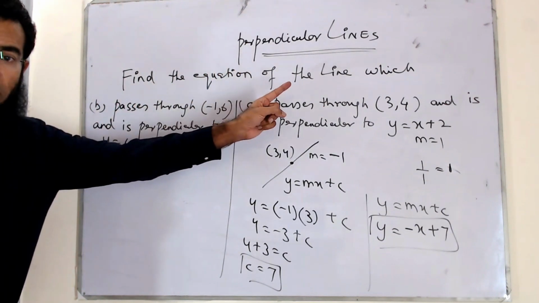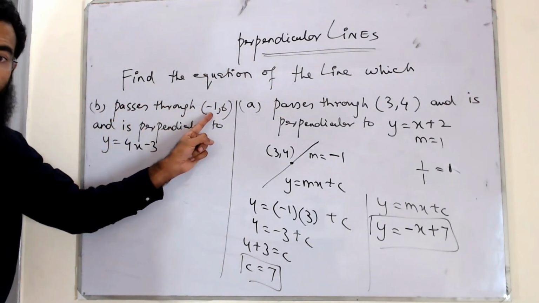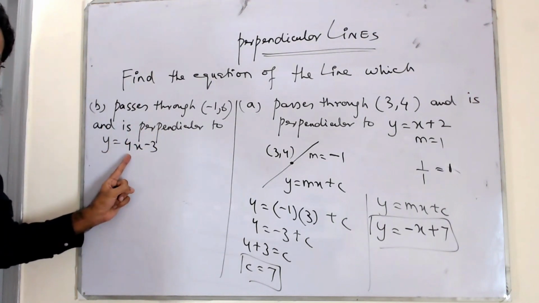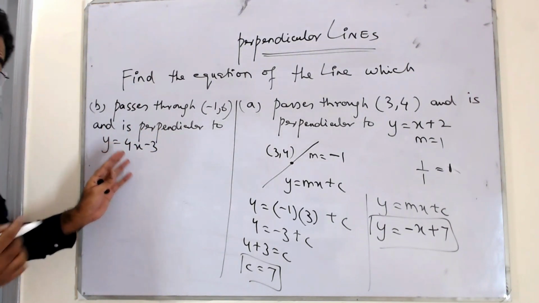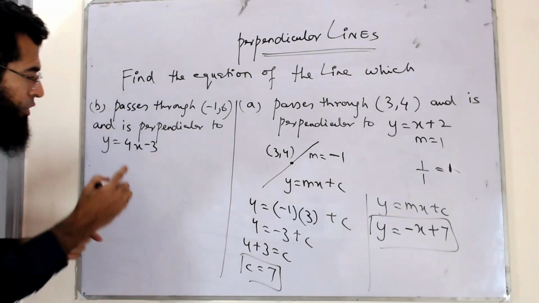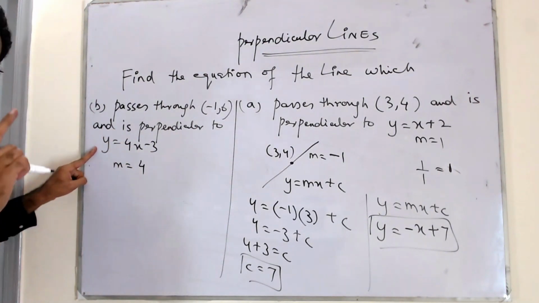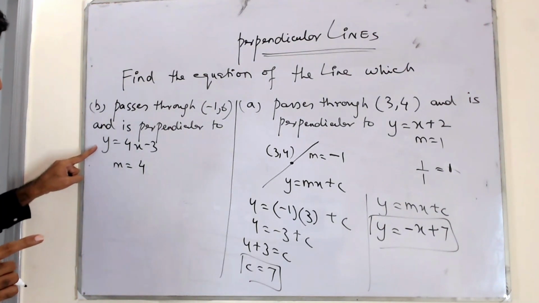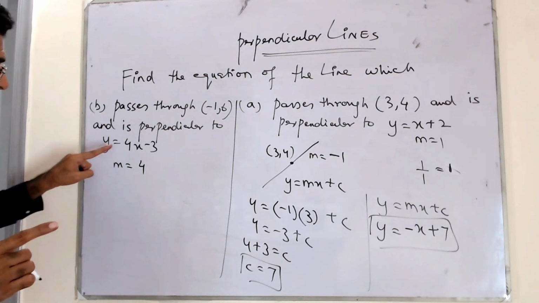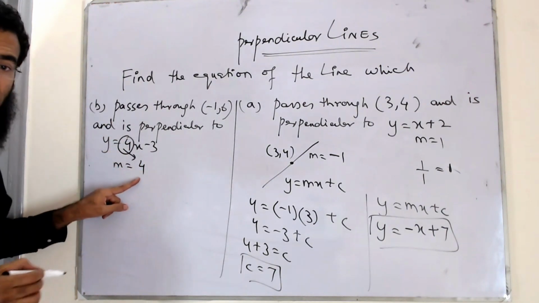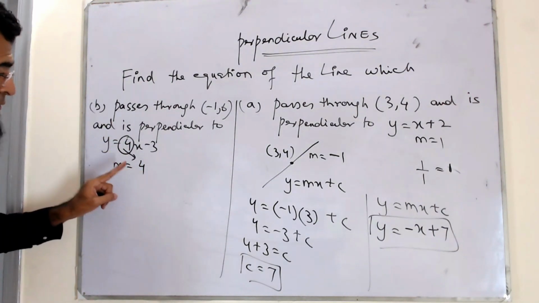Find the equation of the line which passes through (-1, 6) and is perpendicular to this line. So once again, because the two lines are perpendicular, the gradient of this line is 4. Because it is in the standard form, the coefficient of y is 1 and y is the subject. So whatever is the coefficient of x, that reflects the gradient, right? So we've got the gradient.